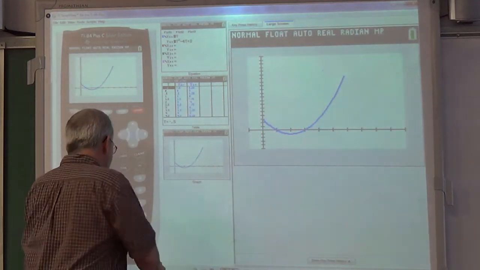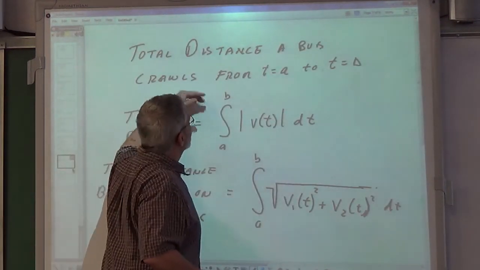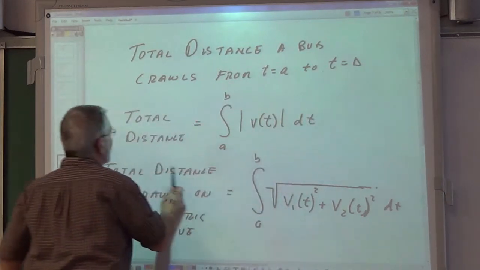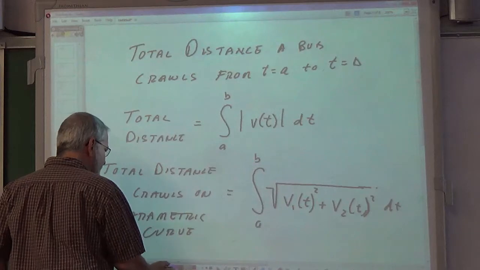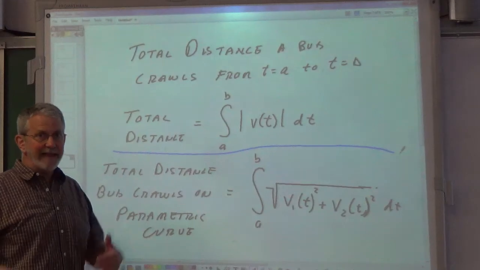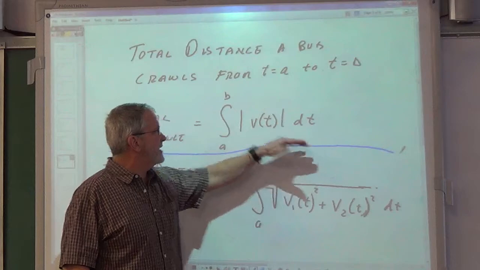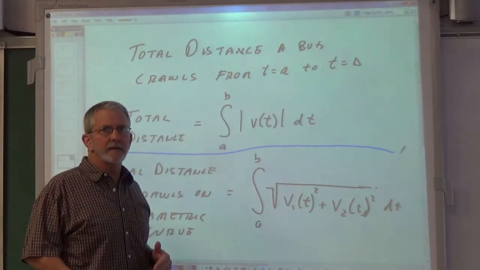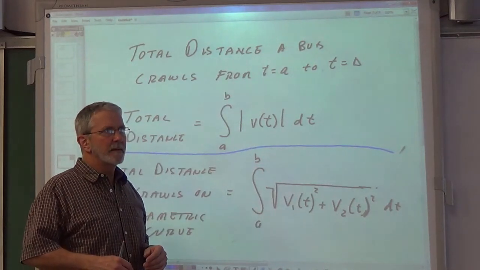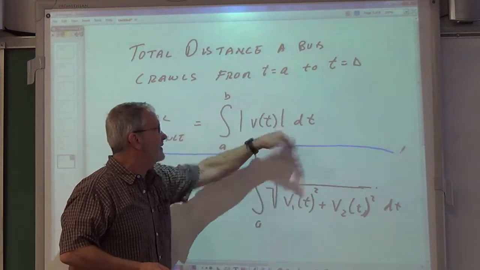The total distance that bug crawled. Let's recall the total distance a bug crawls from t equals a to t equals b. And I recall, this is a formula from last fall. The total distance anything crawls is the integral from a to b of the absolute value of velocity dt. That gives us the total distance, horizontal distance or vertical distance. And we are familiar with this formula.